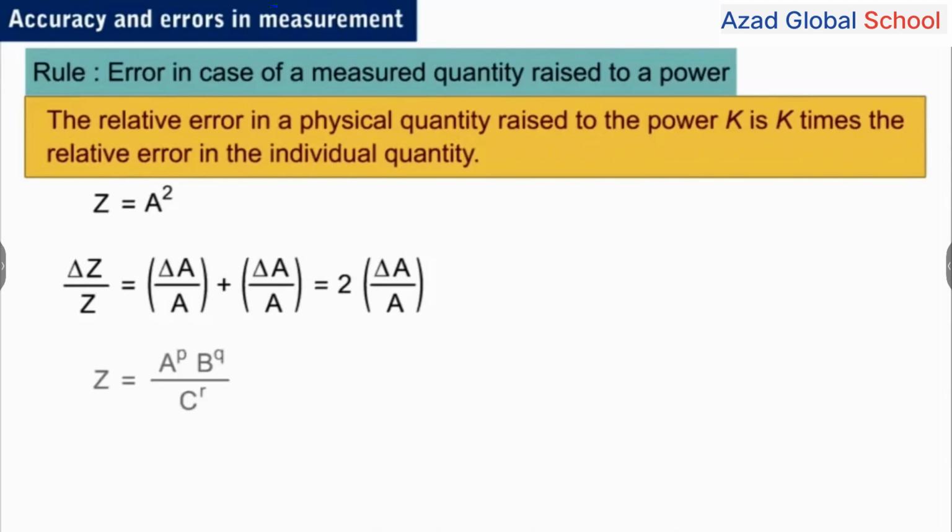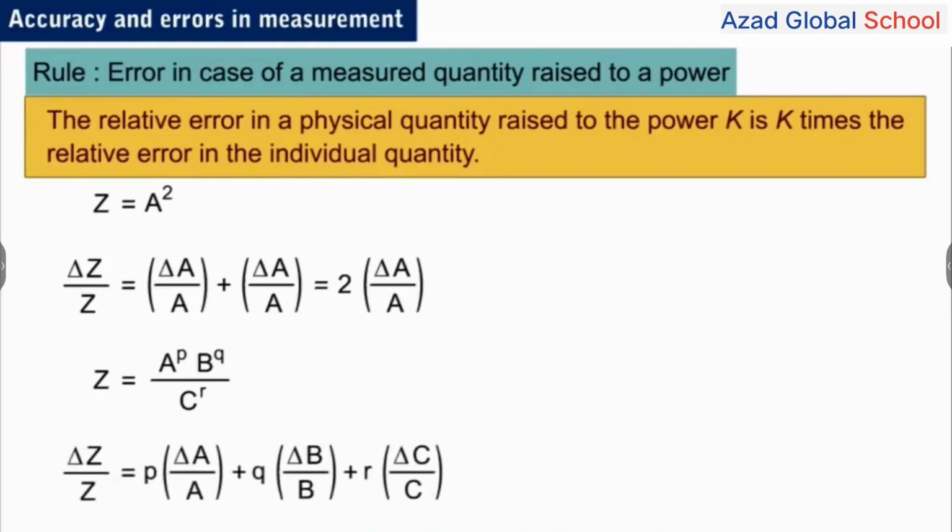In general, if Z is equal to A to the power p into B to the power q divided by C to the power r, then delta Z by Z is equal to p into delta A by A plus q into delta B by B plus r into delta C by C.